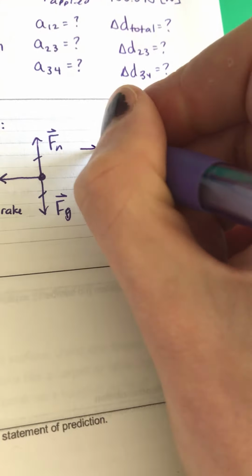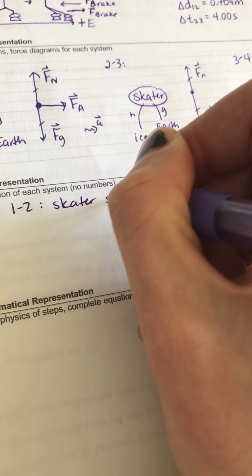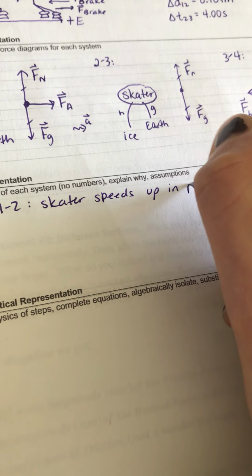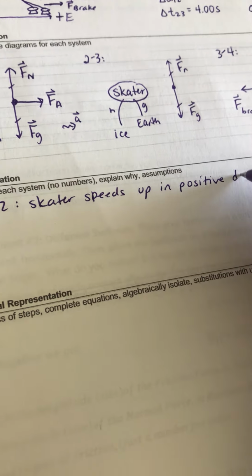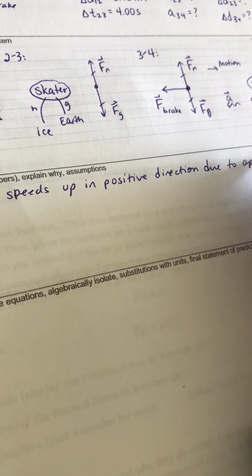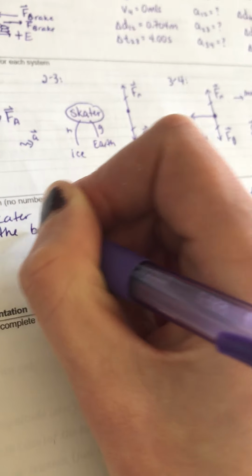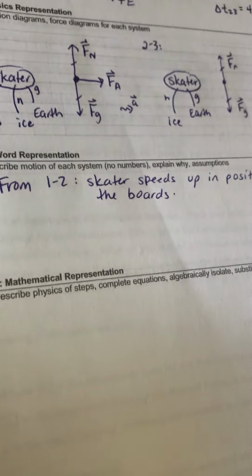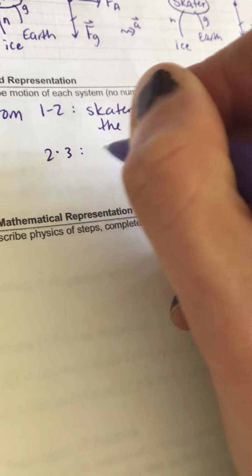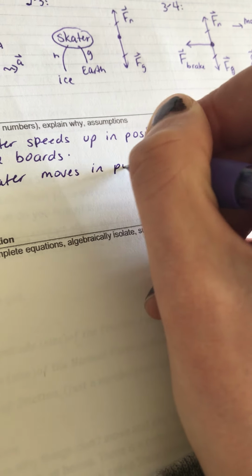Similarly to the diagrams, I'm going to draw the word description for each event, or for each interval of time. So from 1 to 2, the skater speeds up in the positive direction due to the applied force from the wall or the boards. From events 2 to 3, the skater moves at constant velocity in the positive direction.